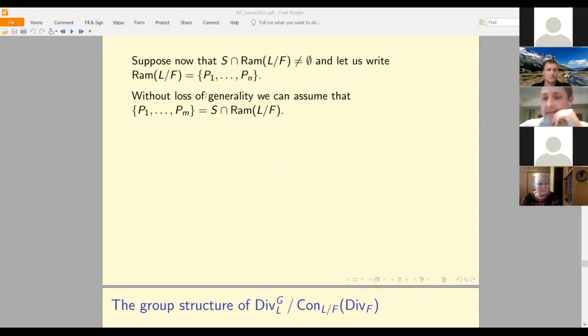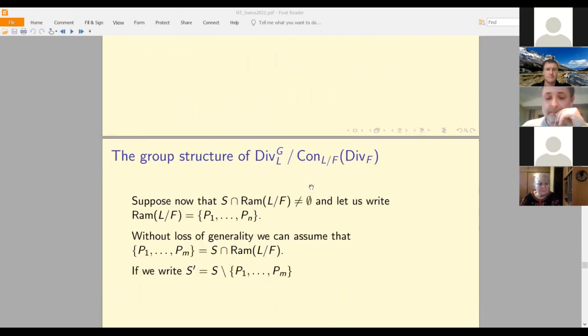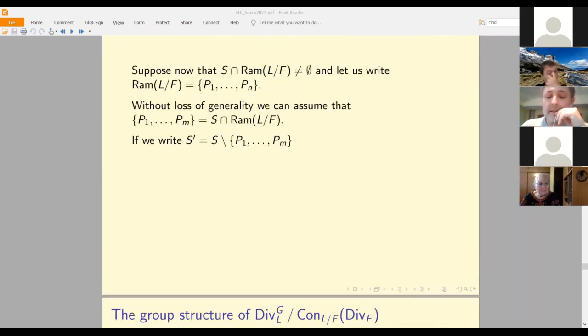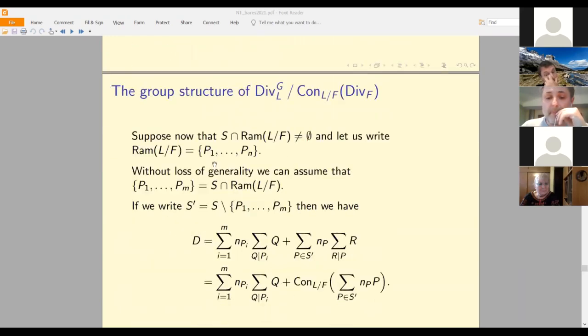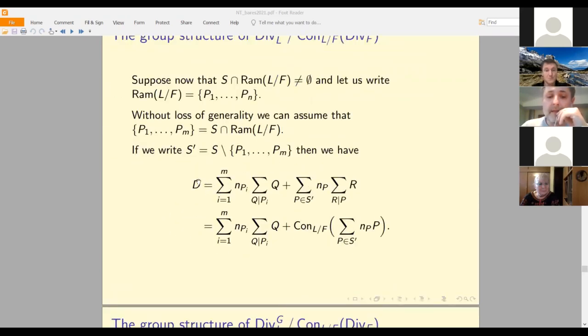So you change the label of the places ramifying from F to L. You write here S prime, the complement, and then you can express any divisor D fixed by G in this way. Here you have the first part with the ramified primes, and here you have the second part with the places that are not ramified. When you don't have ramification, this divisor is just the conorm of a divisor down in F. So you are left with this part to see what happens.